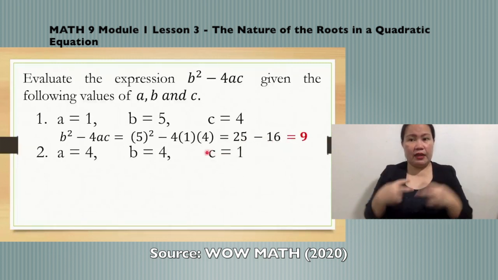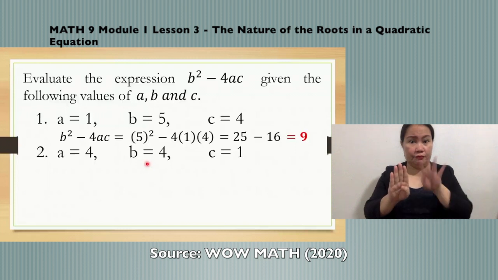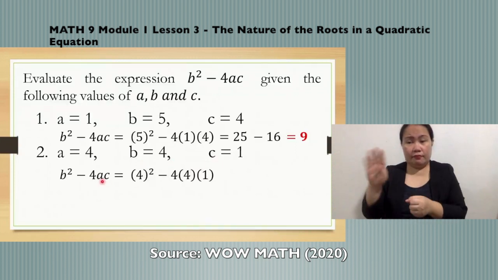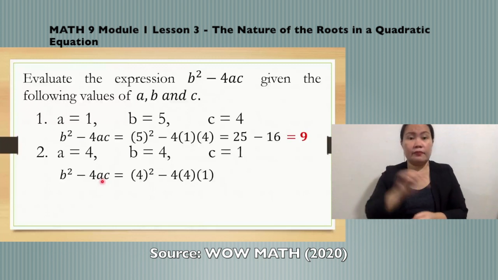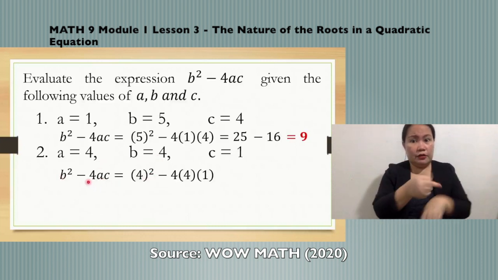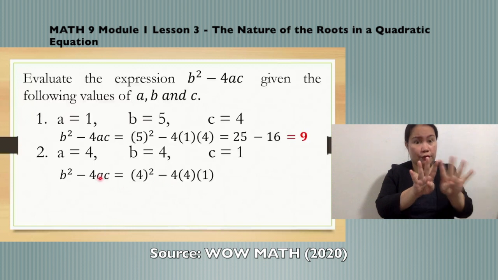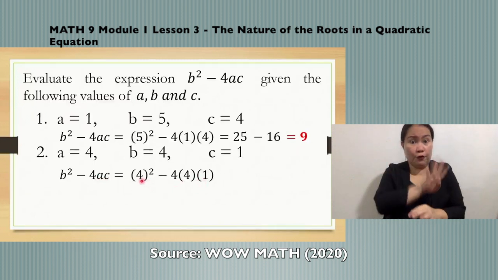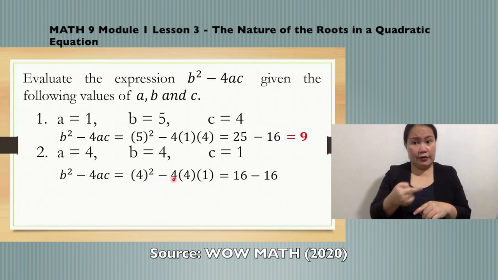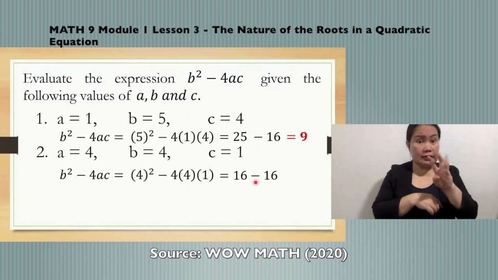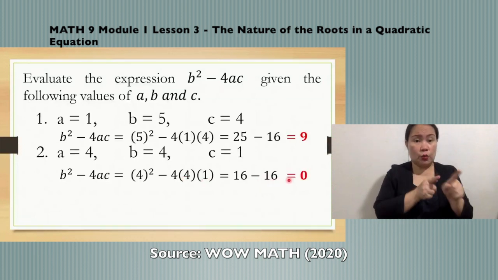Next, I have a is equal to 4, b is equal to 4, c is equal to 1. So let us again substitute the values of a, b, c to b squared minus 4ac. So our b is 4, so we will have 4 squared. Our 4, just copy 4, and then our a is 4, and then c is 1. So we will have 4 squared, which is 16, and then 4 times 4, that is 16, times 1, that is 16. So 16 minus 16 is equal to 0.